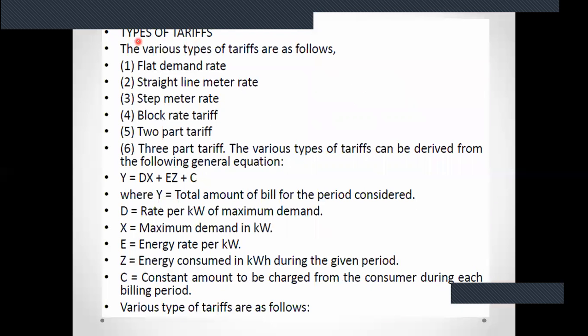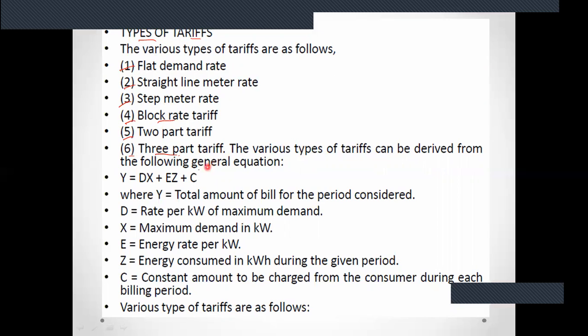Now let us see the different types of tariffs. The first one is the flat demand rate tariff method. The second is the straight line meter rate. The third is the step meter rate. The fourth is the block rate tariff. Then the fifth is the two-part tariff, and the sixth is the three-part tariff method.